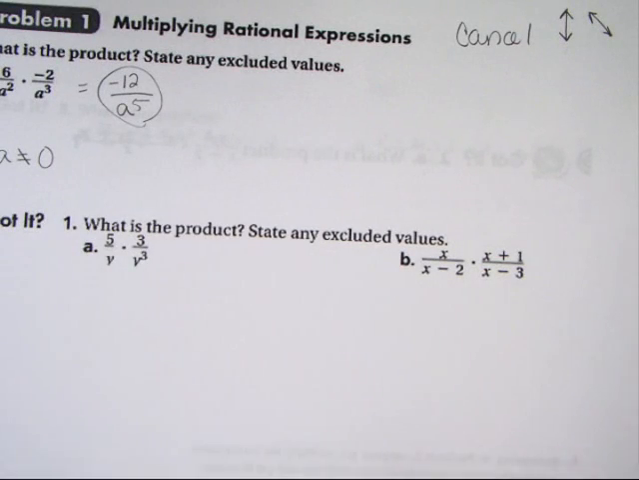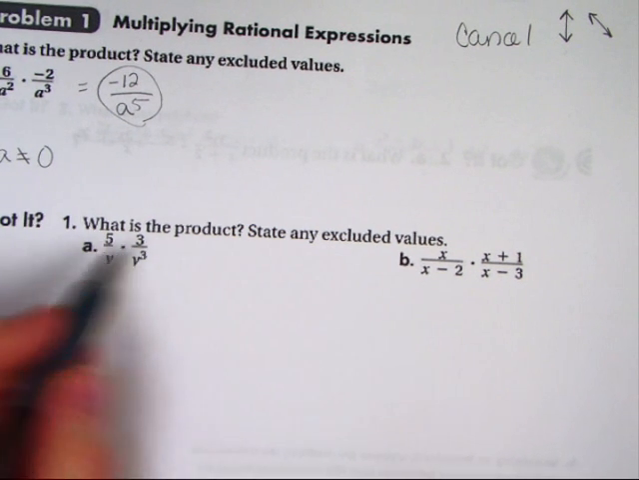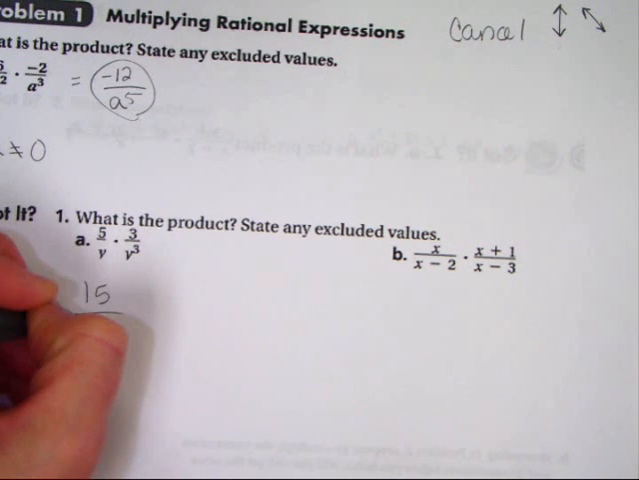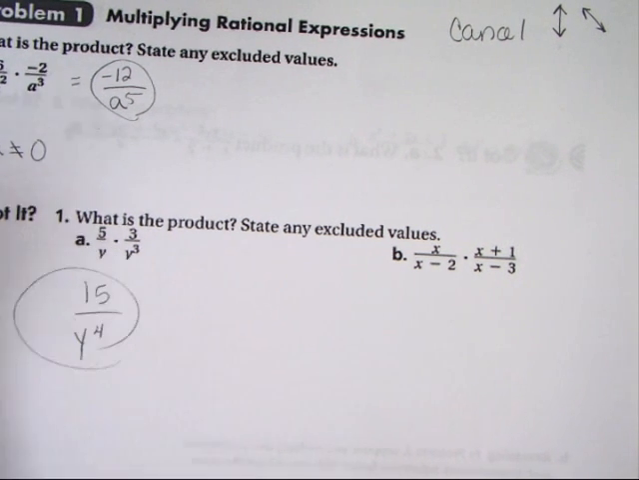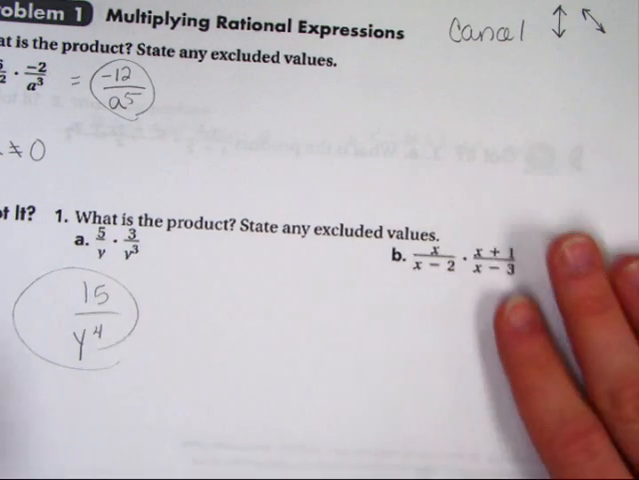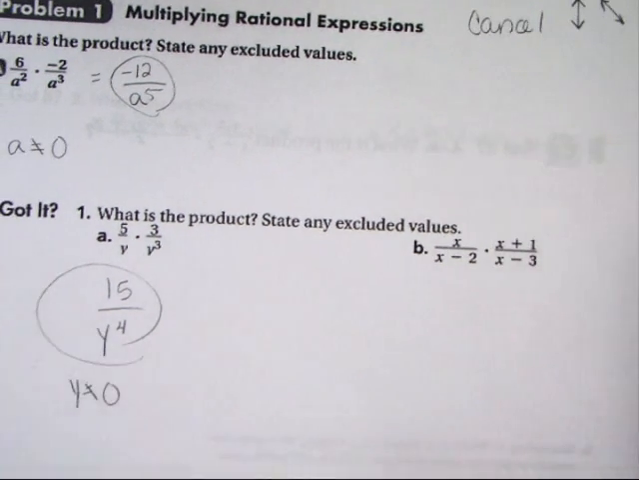Number 1, the got it. What's the product? Take a look. Does anything cancel? No. So your problem is 15 over y to the 4th. That's it. Unless that's a v. If that's a v, it's a v, but it seems like a y to me. Y is not allowed to be 0.